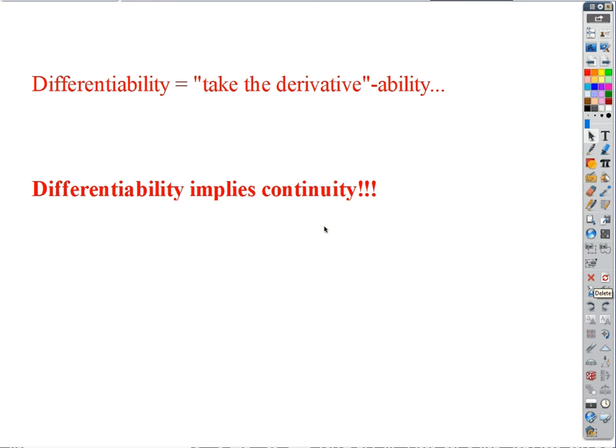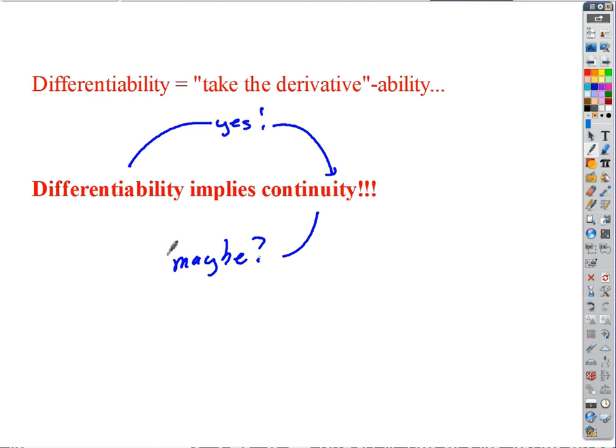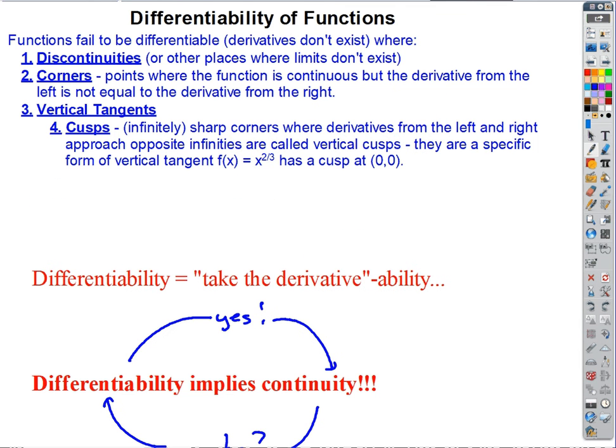That's a really important statement. It's a one-way statement. So differentiability implies continuity. Let's see if this makes sense. If a function is differentiable, then it's necessarily continuous. Has to be, right? And we said that up there.